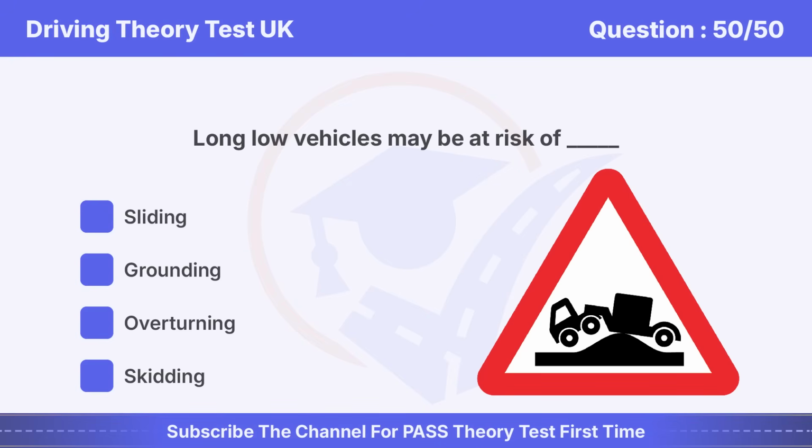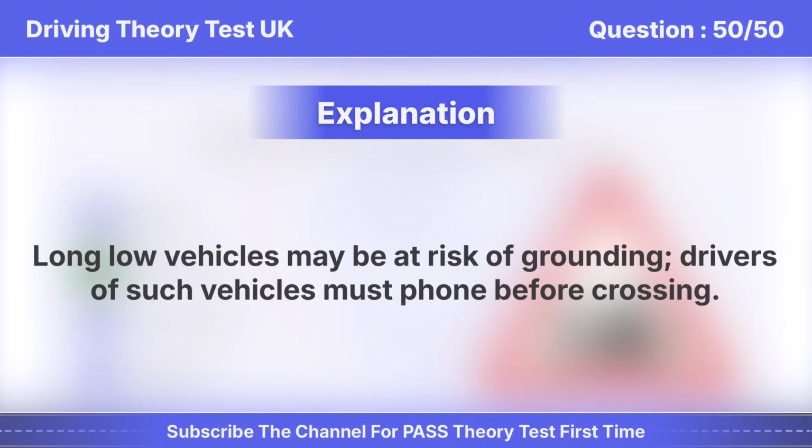Question 50. Long low vehicles may be at risk of. Answer is B. Grounding. Long low vehicles may be at risk of grounding. Drivers of such vehicles must phone before crossing.